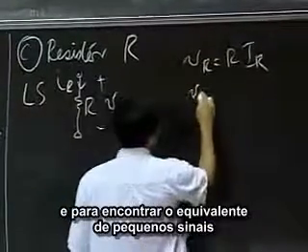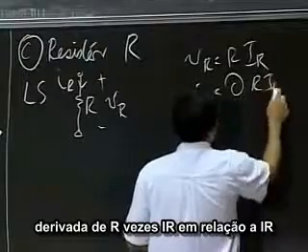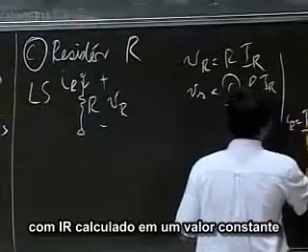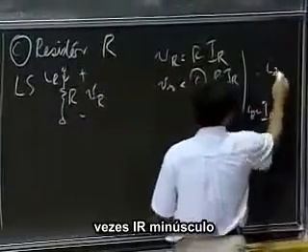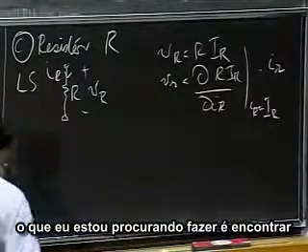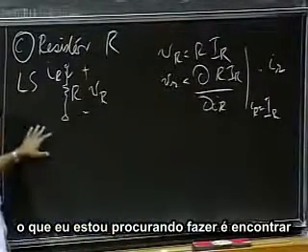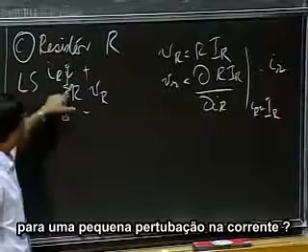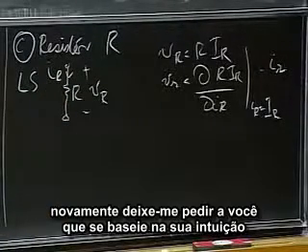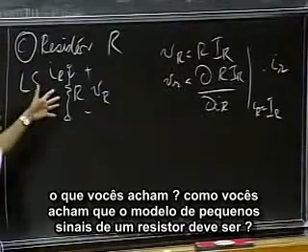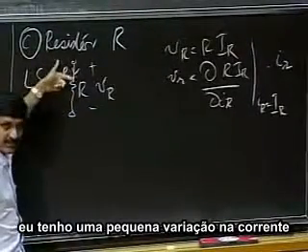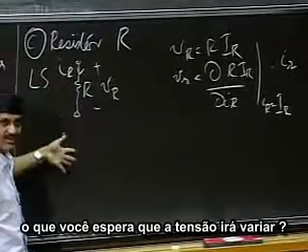To find the small signal equivalent, I do del of R IR divided by del IR, for IR calculated at some constant value, times small ir. What I'm looking to do is find out what is the change in the voltage across R for a small perturbation in the current. Again, let me exhort you to rely on intuition to at least sanity check your answers. What do you think this should look like? If it's a resistor and I have a small change in the current, by how much do you expect the voltage to change?